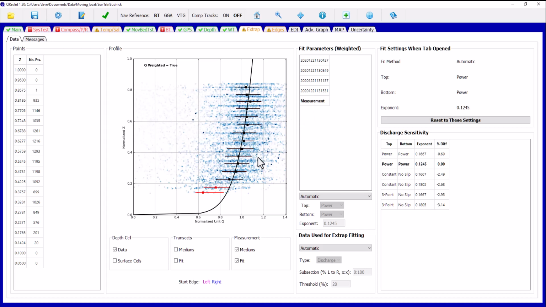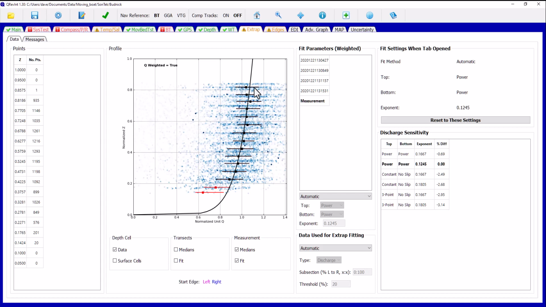The blue shaded dots in the graph are the normalized discharge for each depth cell in the measurement. The darker the blue, the greater the normalized discharge. The normalized Z is divided into 5% layers, and the number of measured depth cells in each layer and the average Z for those depth cells is shown on the table at the left. For each layer, a discharge weighted median is computed and is shown in the black square on the graph. The whiskers on each side of the black square represent 50% of the normalized discharge for that layer.